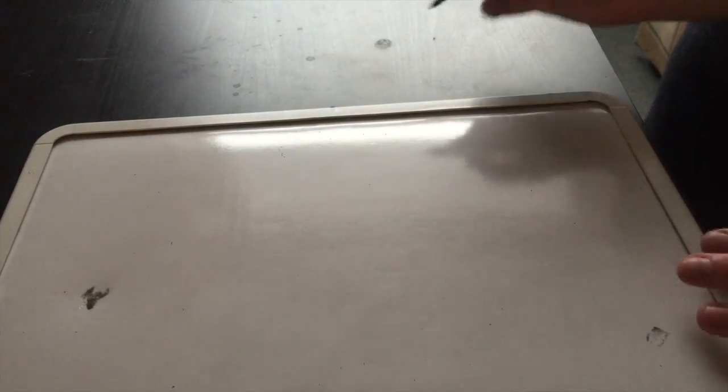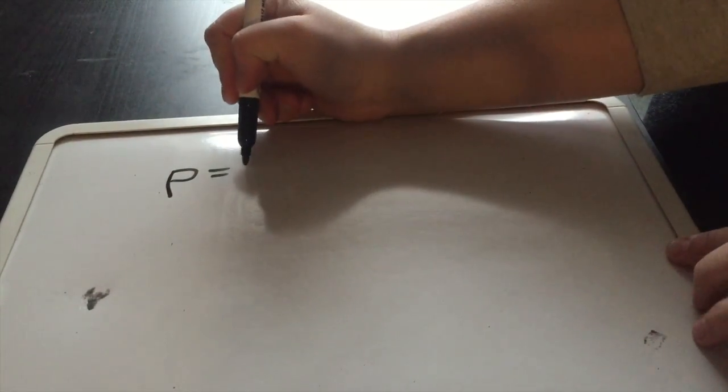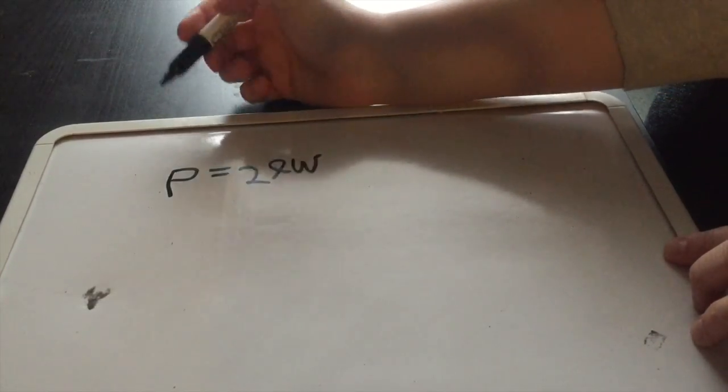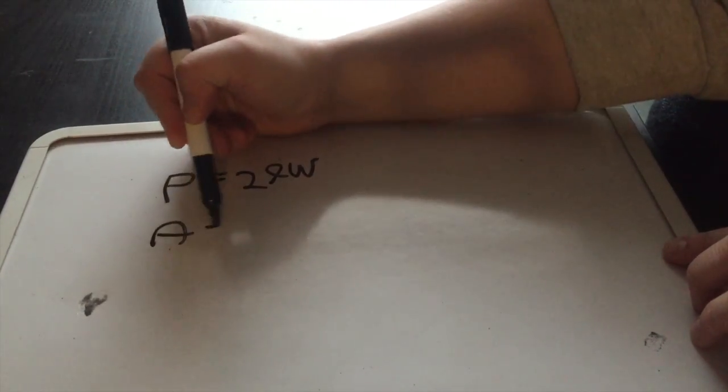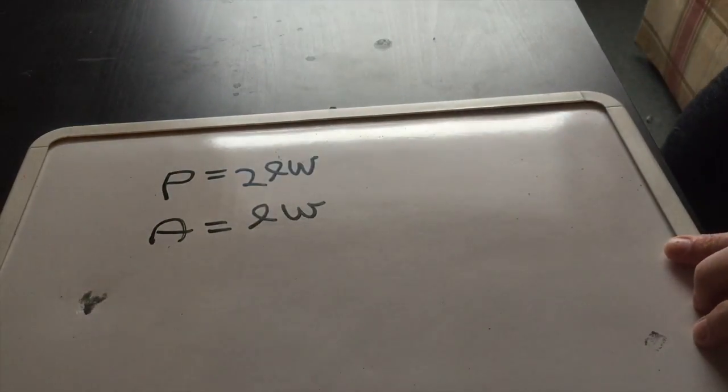Just for an easy review, perimeter equals 2 lengths widths. Area equals length times width.